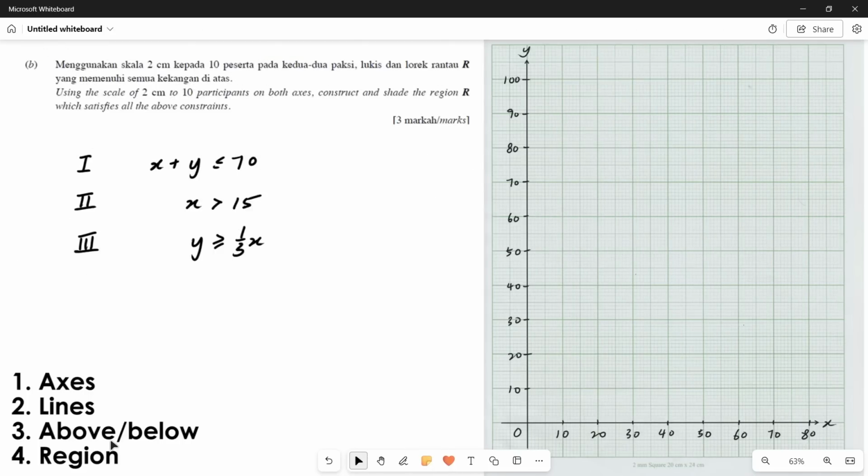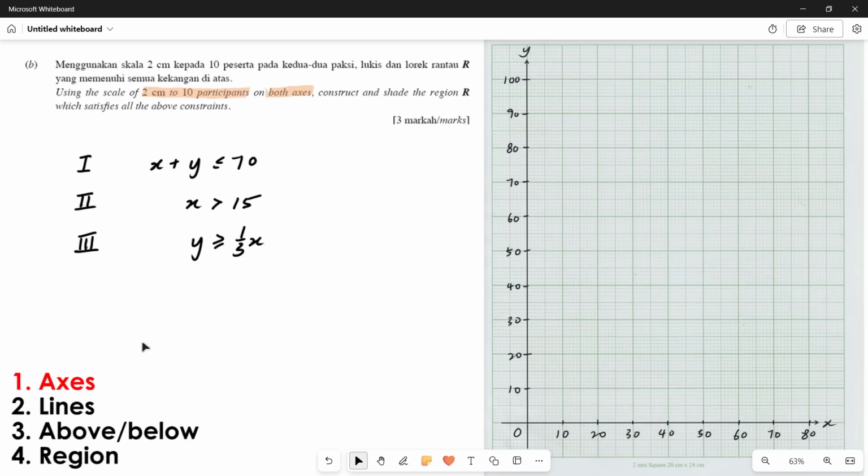For part B, we have 4 sections. So the first section is the axis, the second section is the lines, the third section is above or below, and the fourth section is the region. Right? So for the first section, which is axis, it means that we need to draw the axis according to the scale given here. So here it says 2 cm to 10 participants for both axes. So 2 cm means one big box, and one big box will be 10. So for the other values here, we are just going to add 10. Same goes for the y-axis as well.